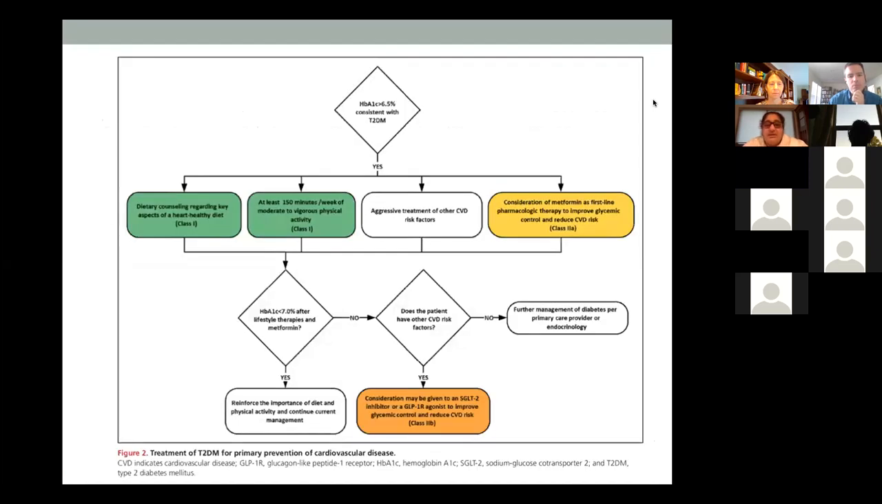Okay. So I'm sorry that the lettering is kind of small on this, but this is a flow sheet that comes from the AHA guidelines. So in patients with diabetes, the recommendations, if you notice the A1C is over 6.5, is dietary counseling, exercise, start with metformin. If the A1C is less than 7, then reinforce diet. If the A1C is not, then does the patient have other cardiovascular risks? And if so, consider either an SGLT2 or a GLP-1 agonist, if not, then you could use other agents. And I think the vast majority of us are already doing that.